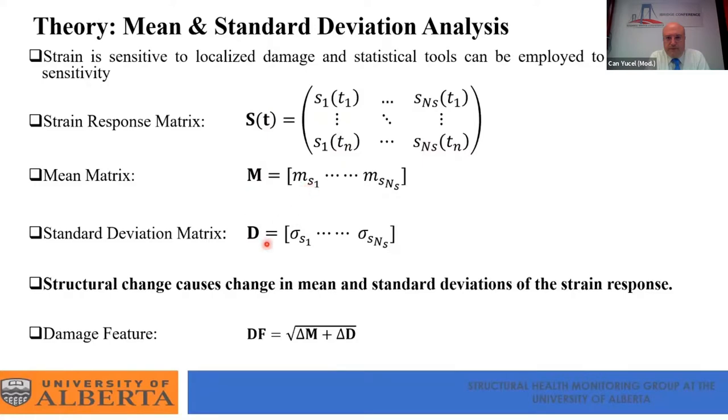Once we have the mean matrix and standard deviation matrix from the baseline bridge and the unknown condition bridge, the change in mean matrix and change in standard deviation matrix are computed in terms of percentage, which are denoted as delta M and delta D. These delta M and delta D are summed up over a square root to create a damage feature, DF, as seen here. This DF combines the information of mean and standard deviation. Since damage changes the mean and standard deviation of the strain data, by observing the change in this DF value, damage can be detected.